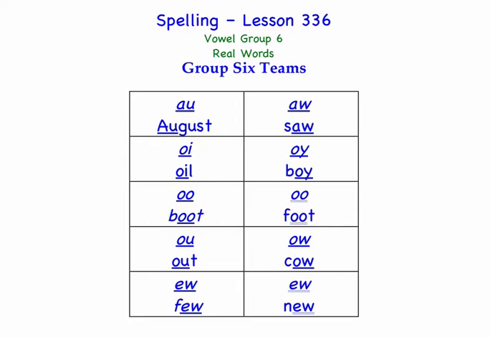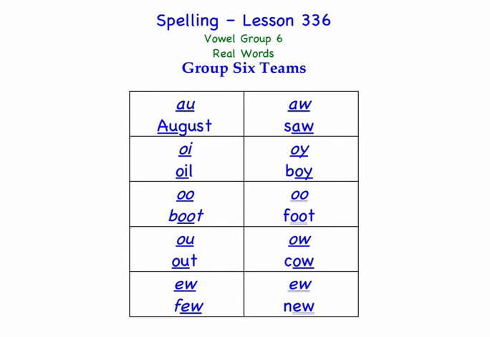We are in lesson 336. This is a dictation exercise with real words. All of the words will contain vowel group 6 teams. Vowel group 6 says that two vowels join together, form a team, and the first vowel does not say its name. In contrast, we already learned vowel group 4, which says two vowels join together and form a team, and the first vowel represents its long sound or says its name.